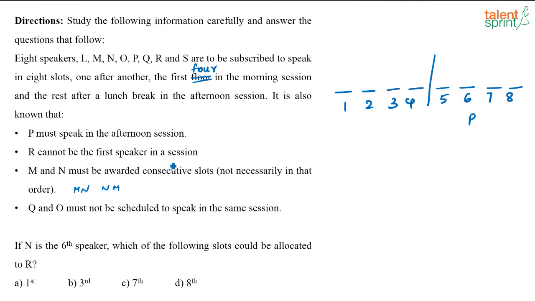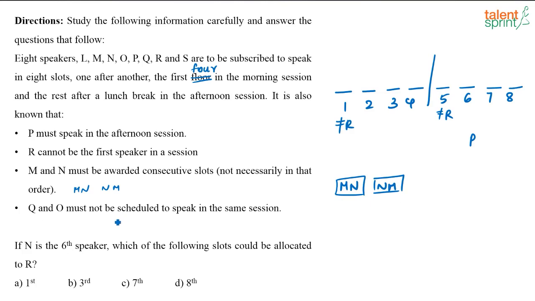R is not the first speaker in a session. So R cannot come in the first position or in the 5th position, right? R cannot be the first person in a session. Then M and N must be awarded consecutive slots. So M and N should come together. Either it will be MN or it will be NM. It can be any of the slots, right? Nothing about the slot is mentioned here for M and N.